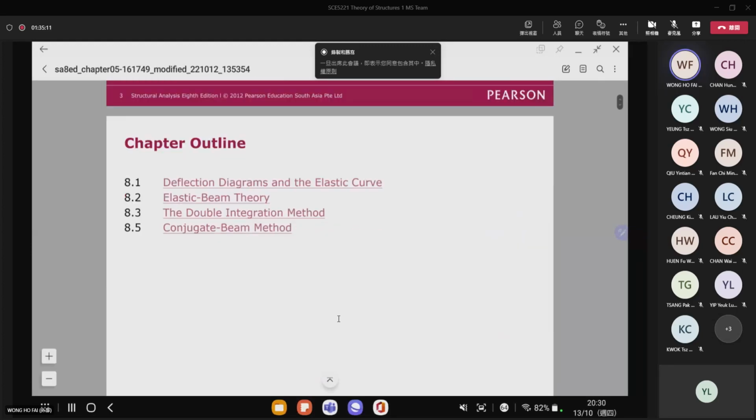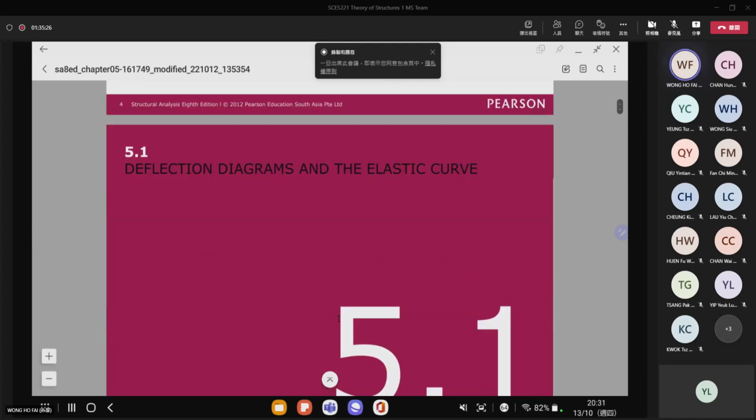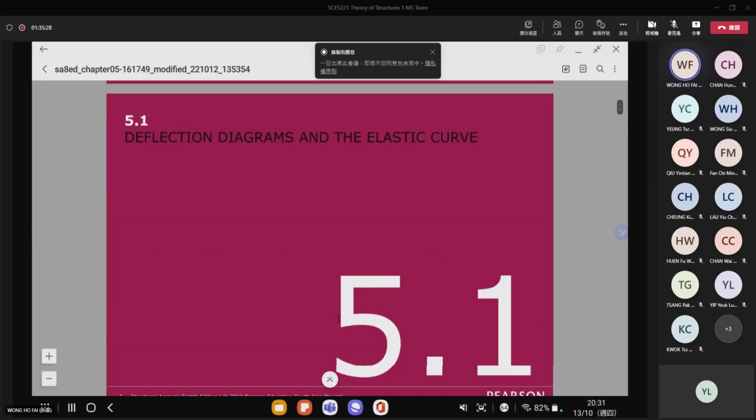So the outline is here. We will talk about the deflection diagram and elastic curve, and then we will talk about the elastic beam theory and the double integration method. And finally, we will introduce the so-called conjugate beam method. So here is the deflection diagram and the elastic curve.